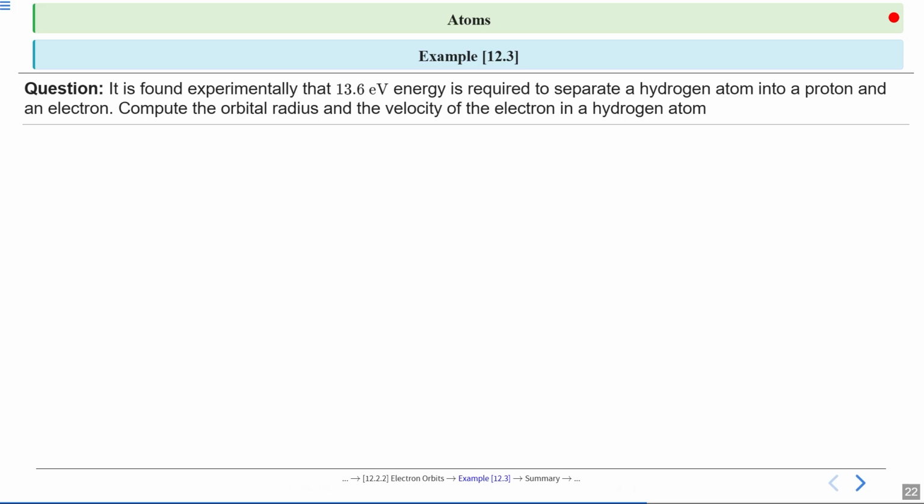Got it? So this is a classical atomic physics problem. It tests your understanding of Bohr's model of atom, where the electrons move in fixed orbit around the nucleus.